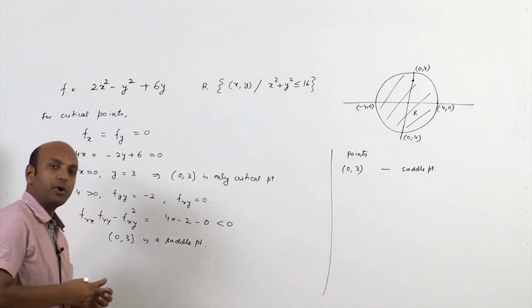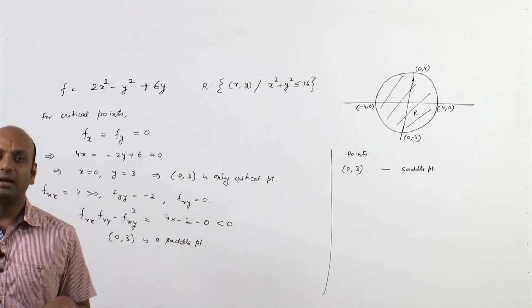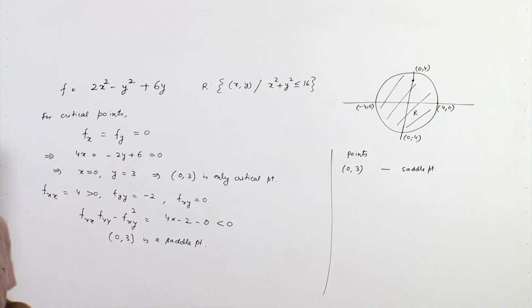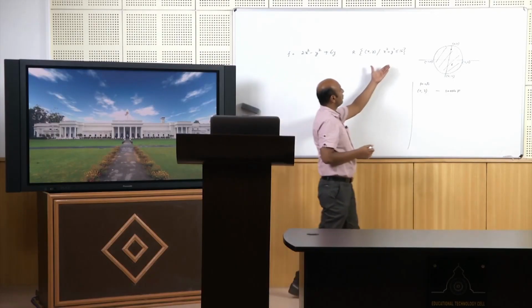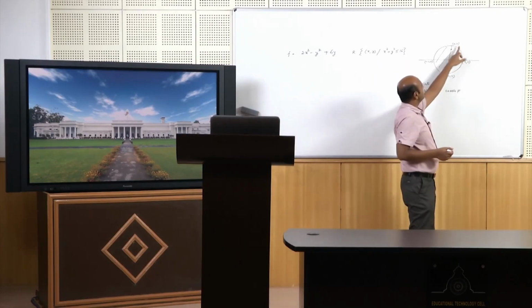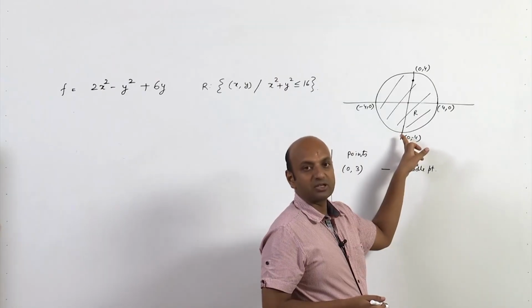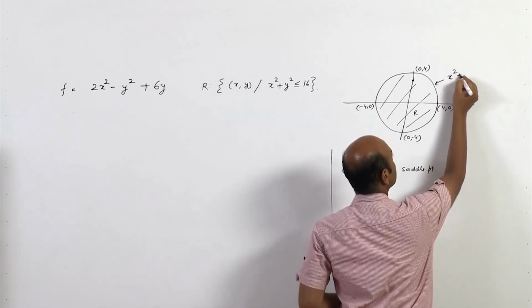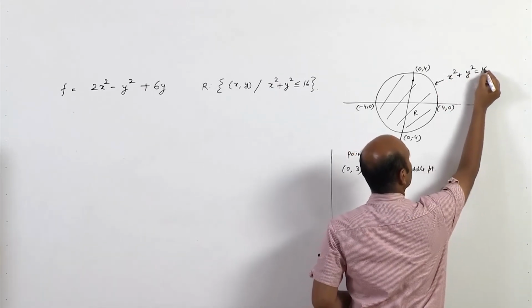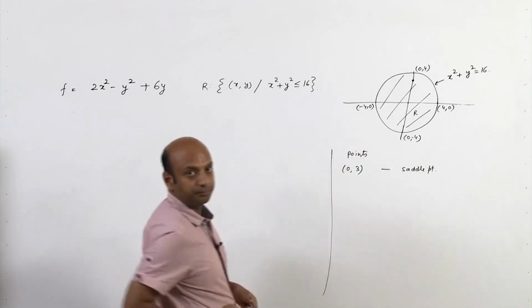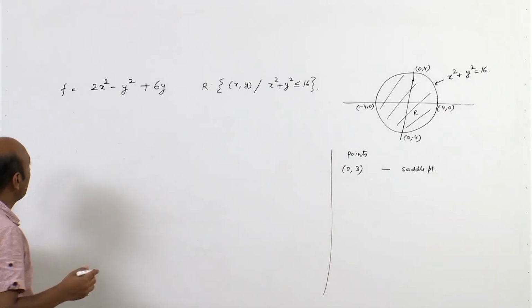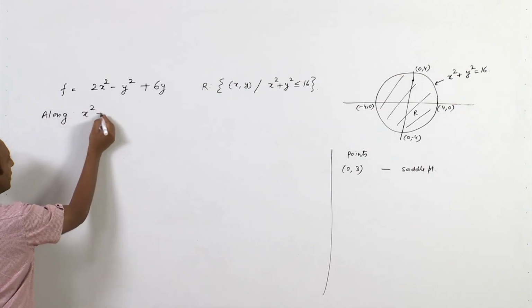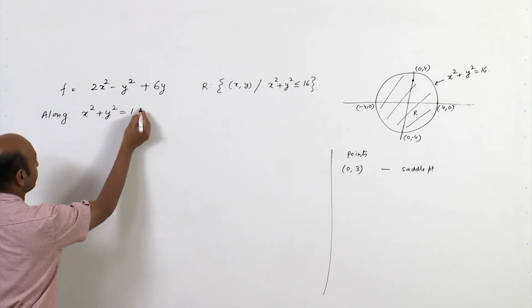Okay. The first critical point which we have found, 0 comma 3, is a saddle point and lies inside the region R. Now, we move along the boundary of the region. The boundary of the region is a circle, x square plus y square is equal to 16. Now, we move along the boundary, along x square plus y square equal to 16.